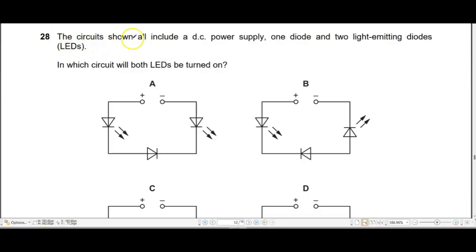Question number 28. The circuits shown all include a DC power supply, one diode, and two light emitting diodes. In which circuit will both LEDs be turned on? If we look at our first circuit, and by the way, we know that a diode is something that allows current to move in one direction. It basically converts AC to DC current. So over here, this might start from positive, but the circuit is not going to be completed because the diode has asked this current to go back.